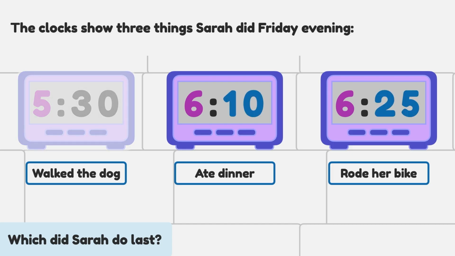Now we need to look at the minutes on the last 2 clocks. Sarah ate dinner at 6:10 and rode her bike at 6:25. Does 10 or 25 come later? You got it! 6:25 is later, so Sarah rode her bike last.